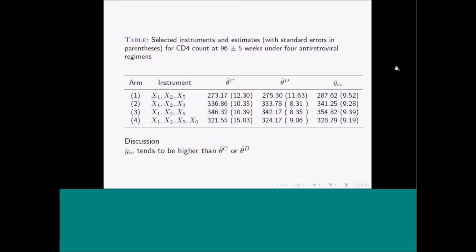So no wonder we always find that X1 and X2 should be included as instruments. And sometimes X3 and sometimes X5, the CD count in some other situations, could be included. But not all of them, because sometimes, given one of them, the others are not other predictors of the missingness.